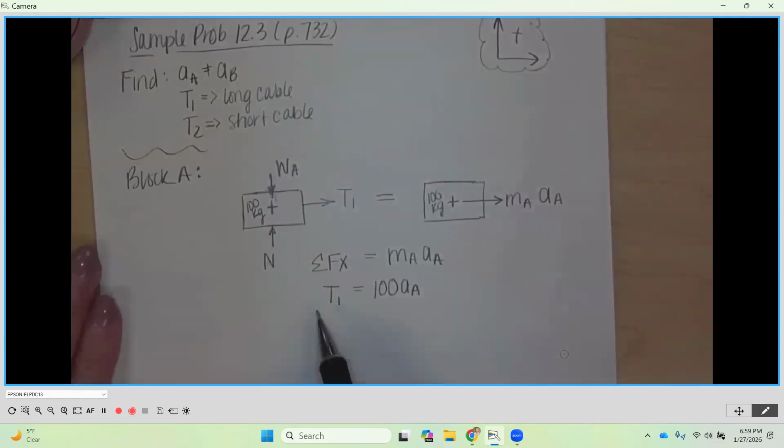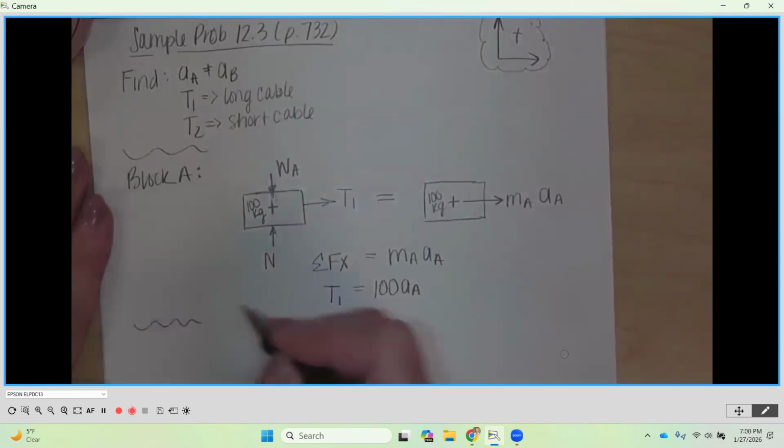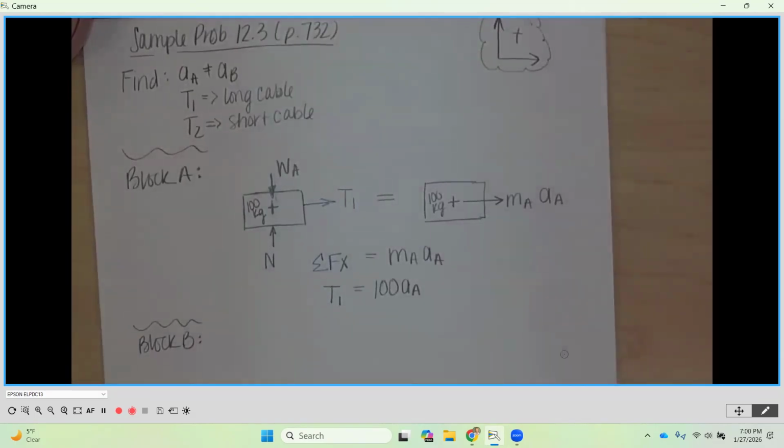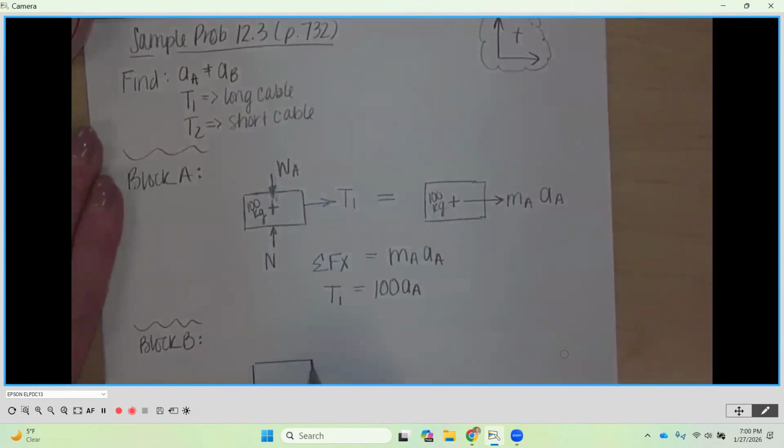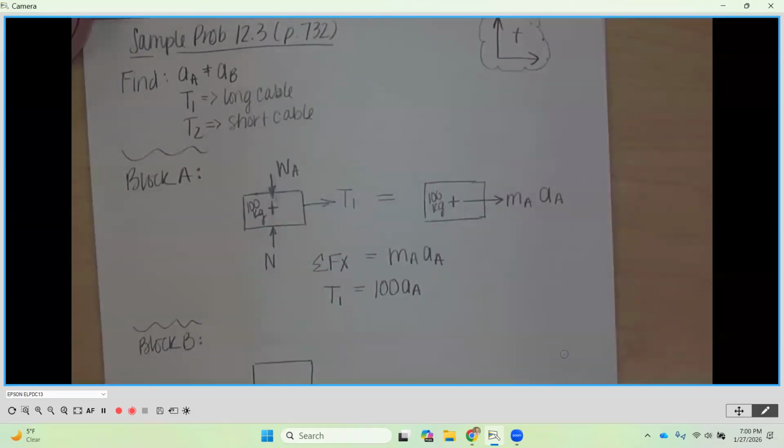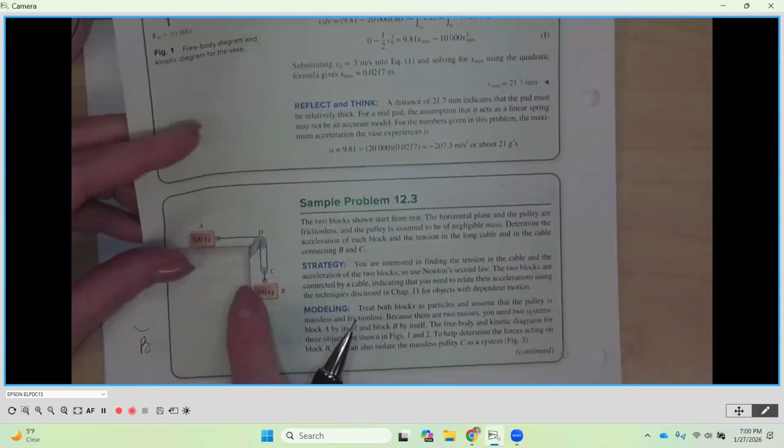Now, as we look at this equation here, this is as far as we can go with it. There are two unknowns in this one equation, so we've got to let this one sit. Then we're going to look at block B, and we're going to do the very same thing with block B. So I'm going to draw block B on that left-hand side. Let's bring block B back. Okay, block B is right here.